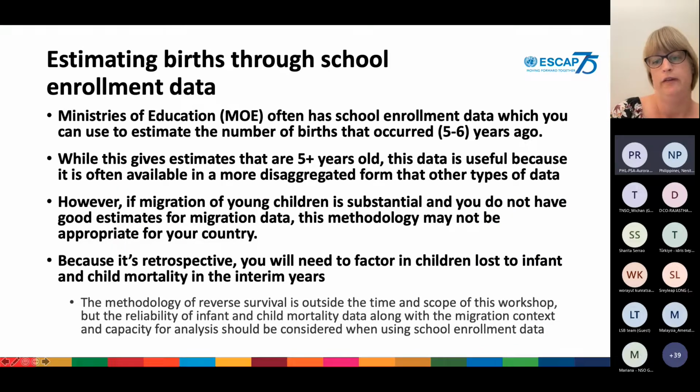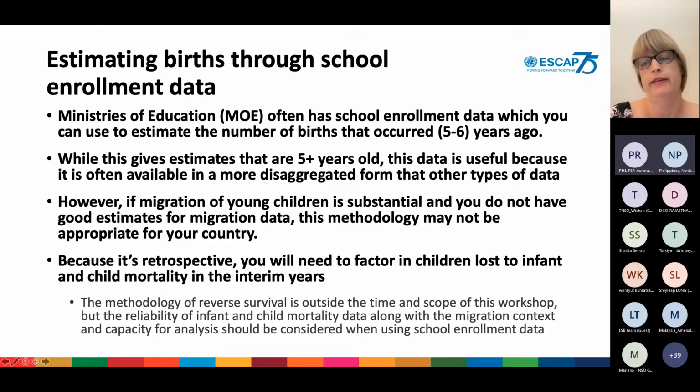The Ministry of Education often has school enrollment data, which you can use to estimate the number of births that occurred, say, 5 or 6 years ago. And this data is often very nice because it can be disaggregated at quite a high level. There might be information on residence, on ethnicity. They might even have some information on income or things you could use as proxies, etc. So it might provide a level of disaggregation not available in other sources.